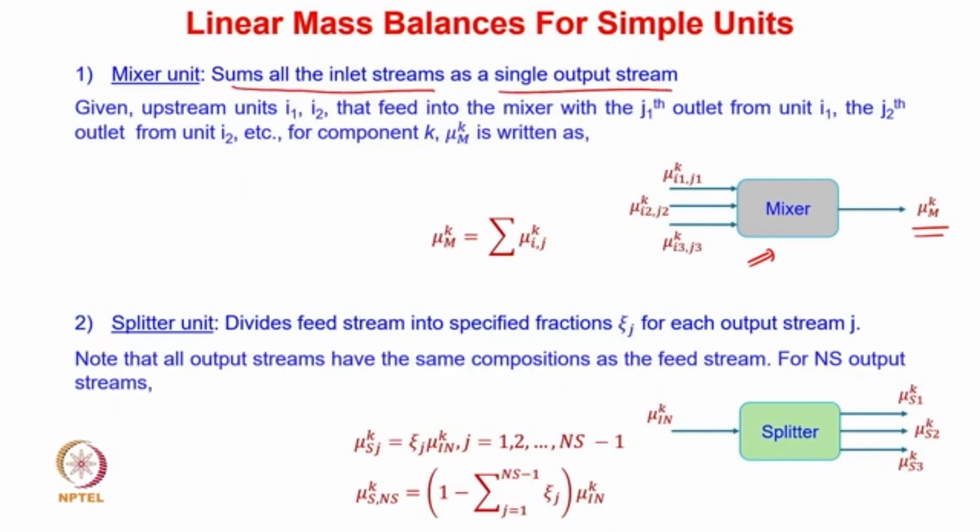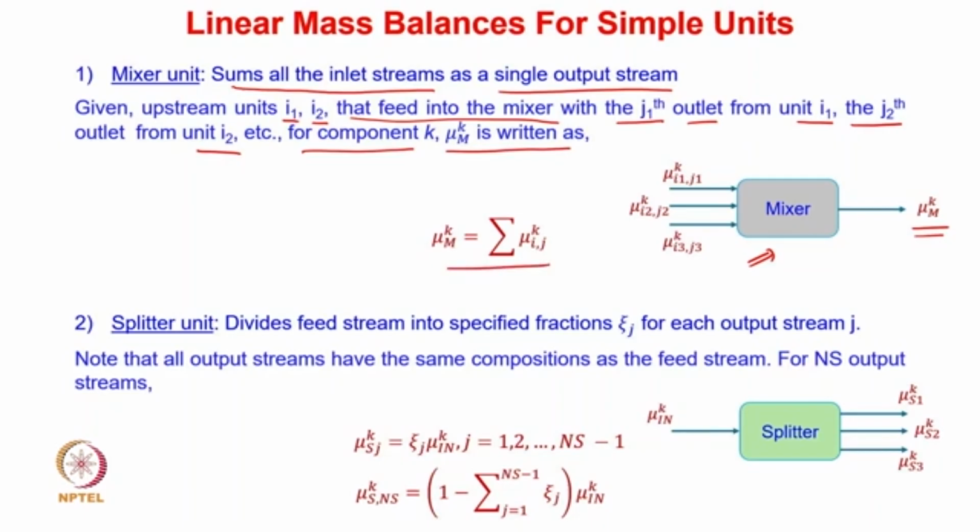Given upstream units, let's say I1 and I2, that feed the mixer, with J1 the outlet from unit I1, and J2 the outlet from unit I2, for component K. Then the molar flow rate of the kth component coming out from the mixer can be given by this equation.